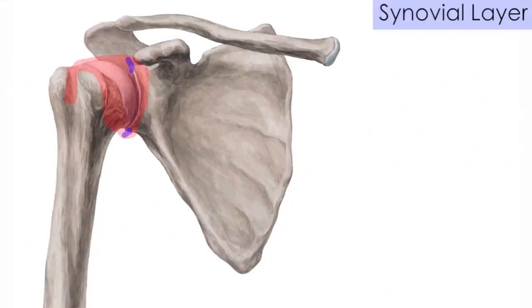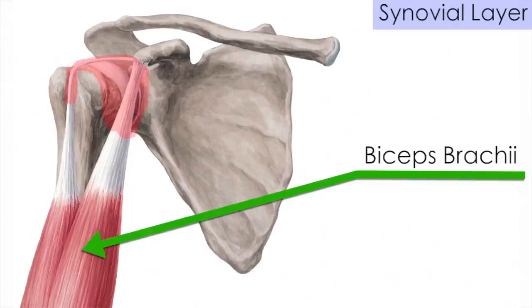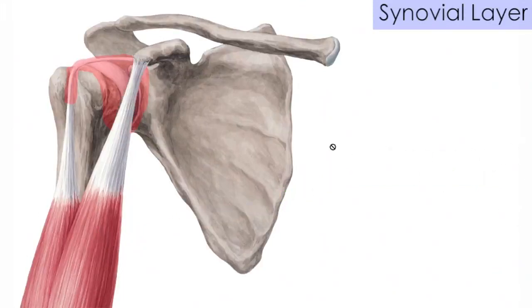This is the attachment of the synovial layer. And also I'm going to add here the biceps brachii muscle. As you can see, the long head, or the tendon of the long head, goes through the intertubercular sulcus on the humerus and then attaches to the supraglenoid tubercle on the scapula.